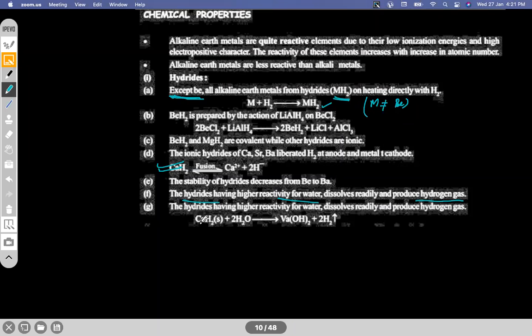This is the reaction we have here: CaH2 plus H2O gives Ca(OH)2. What is the name of this compound CaH2? Hydrolith. Important in this name also. Sometimes they ask this question: when hydrolith dissolves in water or cold water, which gas evolves? Hydrogen gas evolves. Keep that in mind. Hydrolith is CaH2.